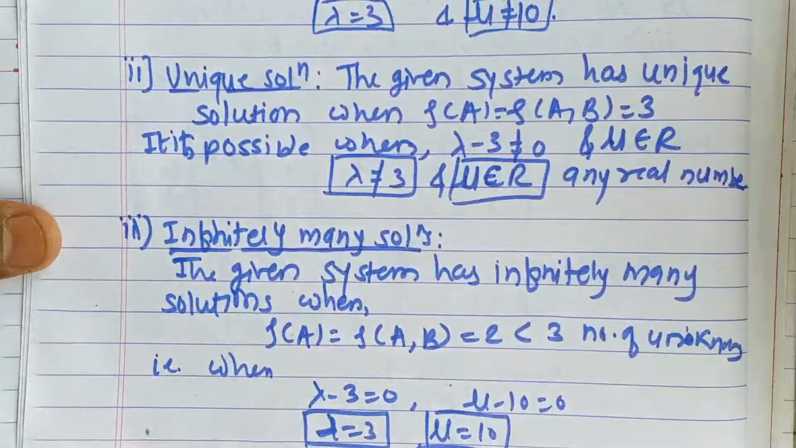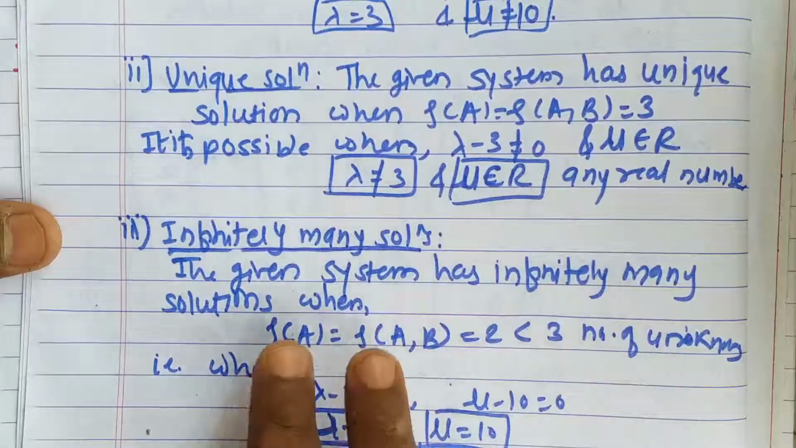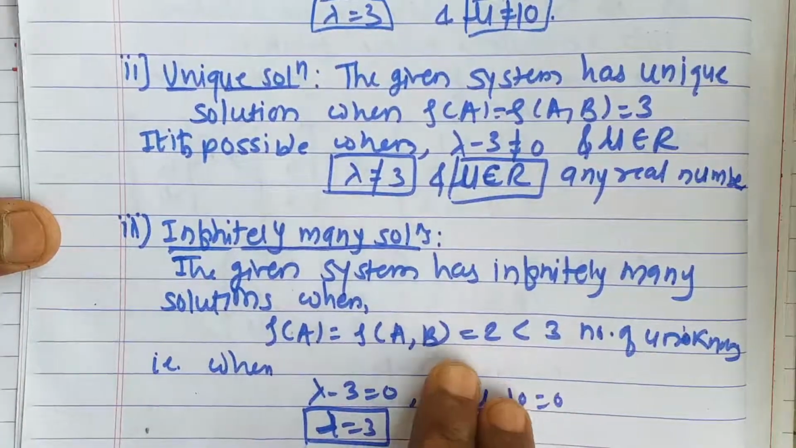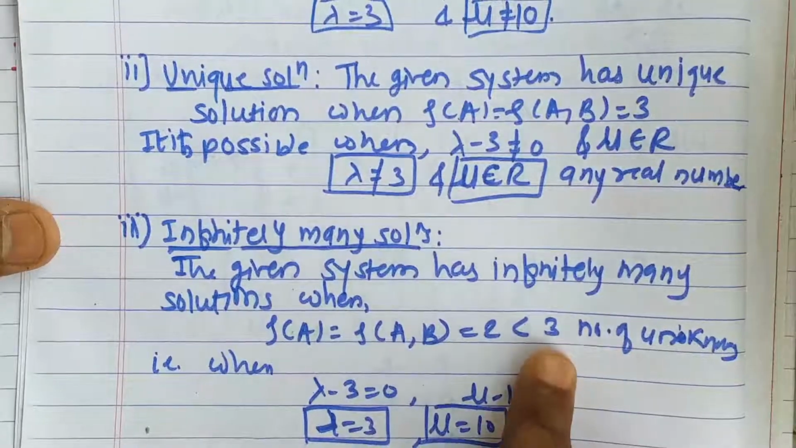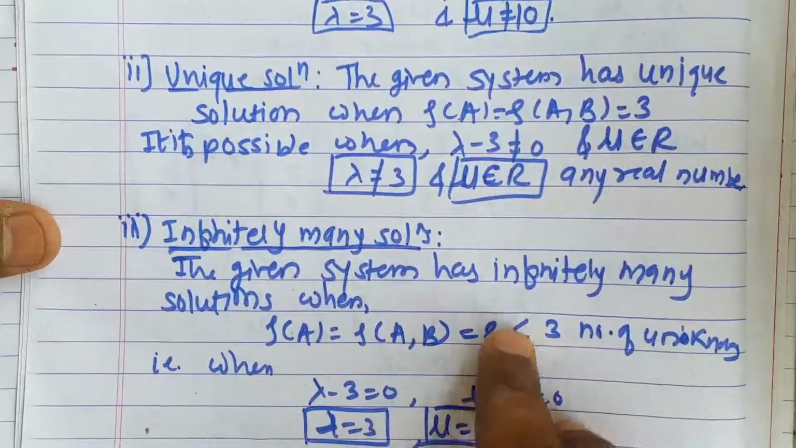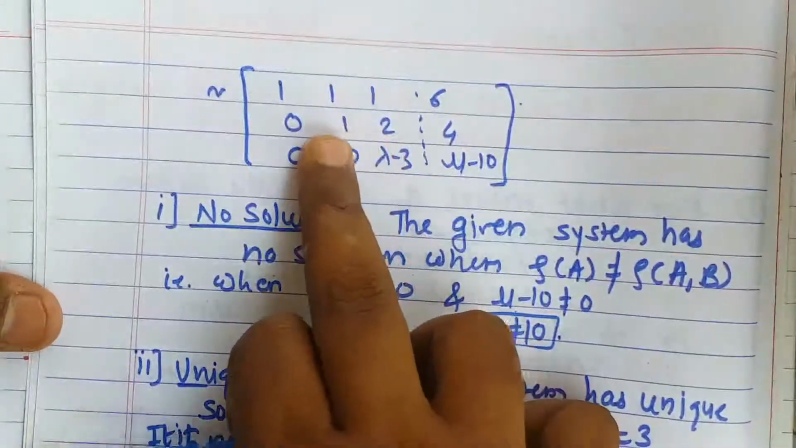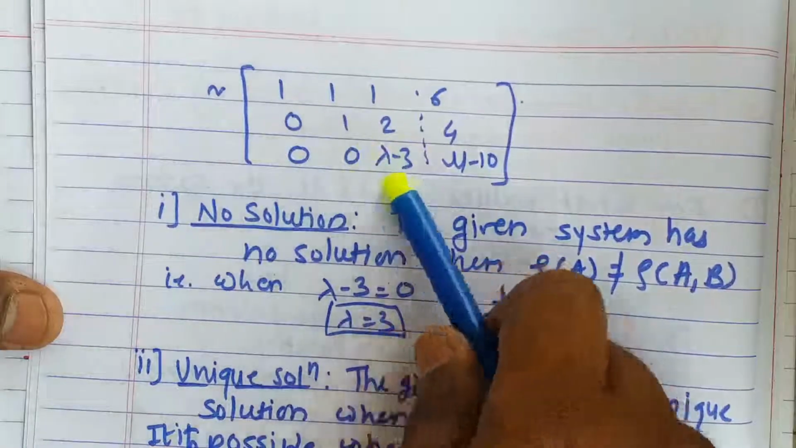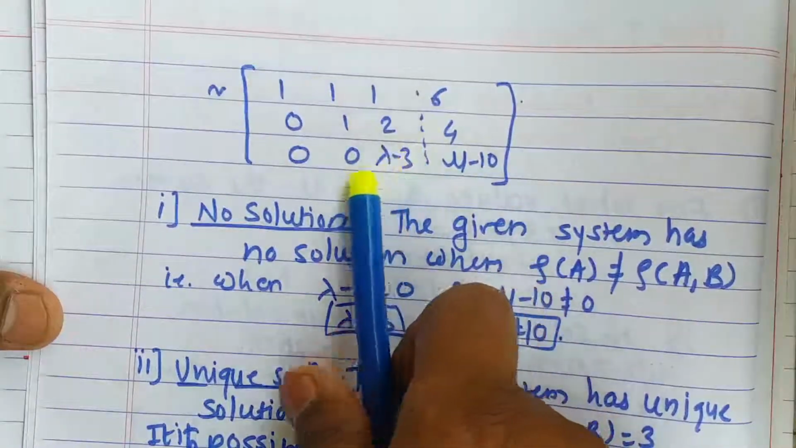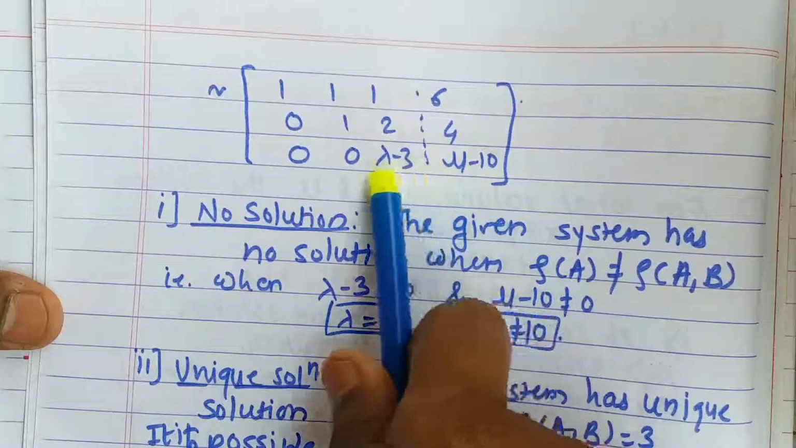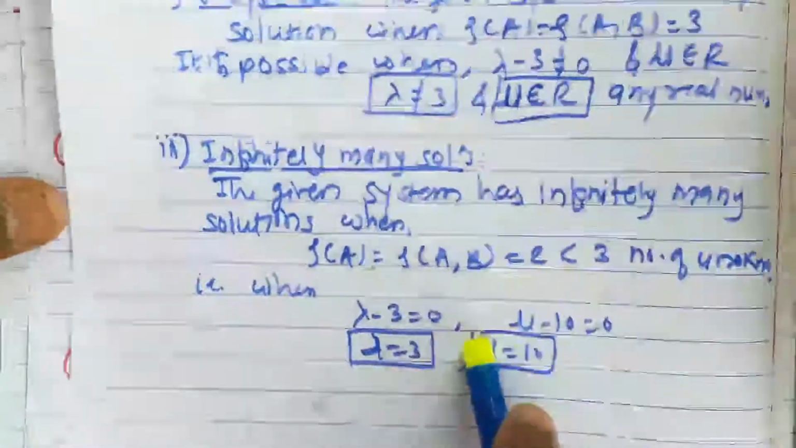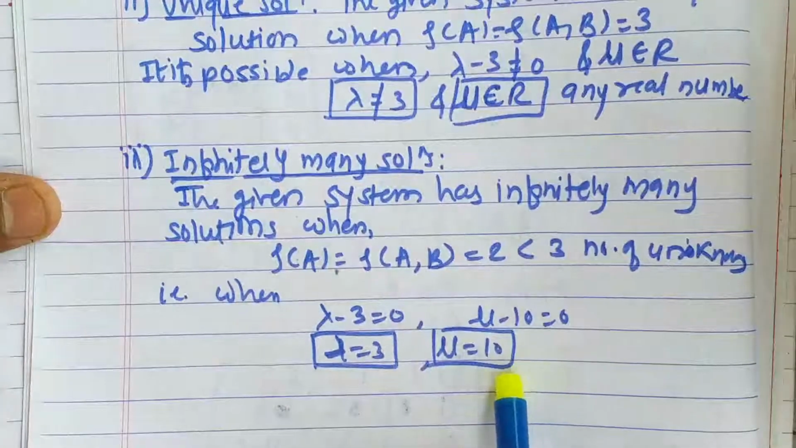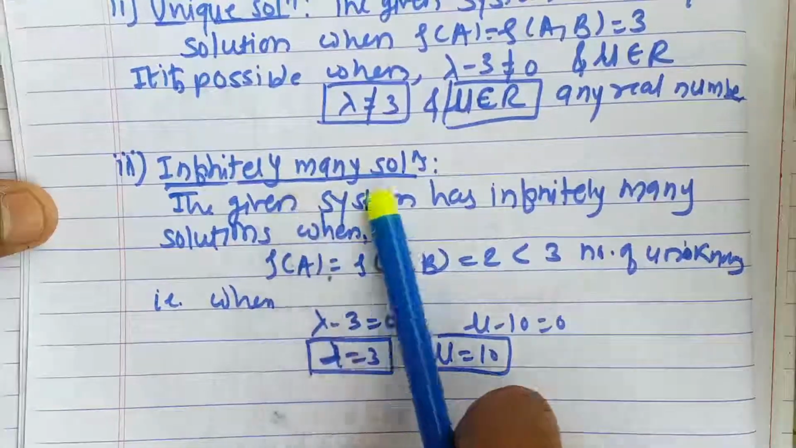Now for infinitely many solutions, the rank of A and the rank of AB have to be equal. That is, the system has to be consistent first, and at the same time the rank has to be less than the number of unknowns. Here the number of unknowns is 3, so the rank must be less than that. The minimum rank is 2 already, as we have 2 non-zero rows. So for rank less than 3, we must have this row 0, then only will the rank be less than 3. For making this row 0, both have to be equal to 0, that is, lambda minus 3 equal to 0 and mu minus 10 equal to 0. That is, lambda equal to 3 and mu equal to 10.